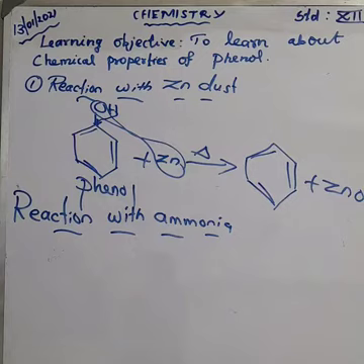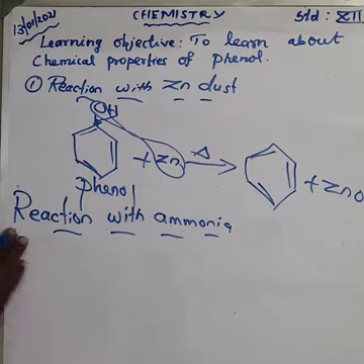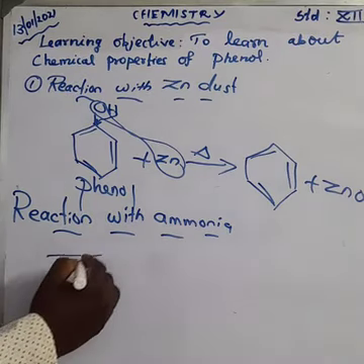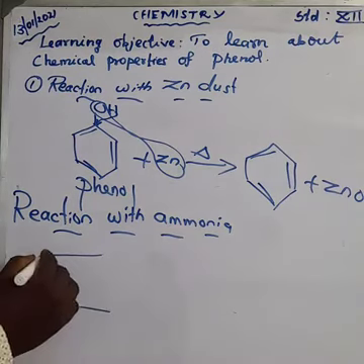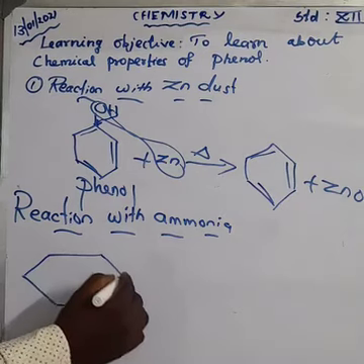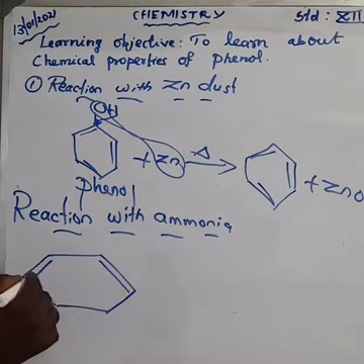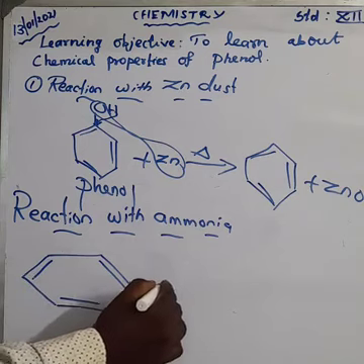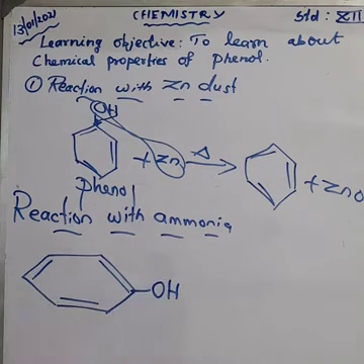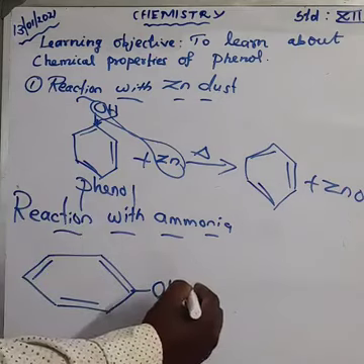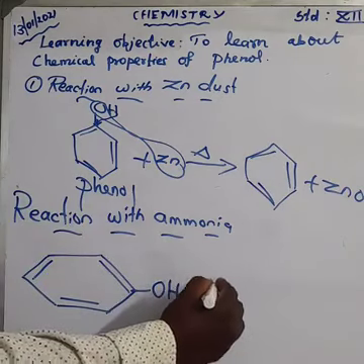Reaction with ammonia. So, what is the formula for ammonia? NH3. NH3 is the formula for ammonia. Okay. You have to write the structure of phenol. This is phenol. This one reacts with ammonia.